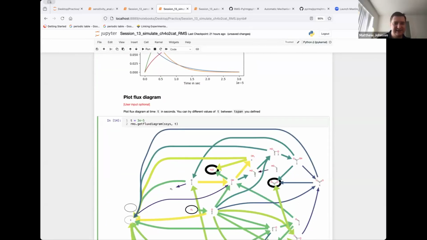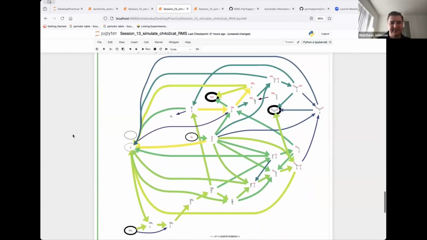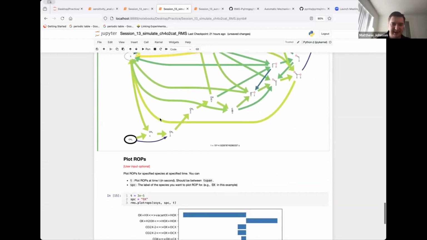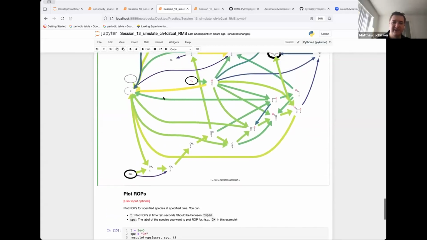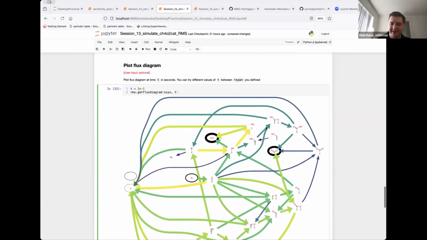And then we pick a time and we can tell it to pull up a flux diagram here, which lets us trace what chemistry is happening, how this stuff is breaking down, where yellow is more chemistry and the darker is less flux.